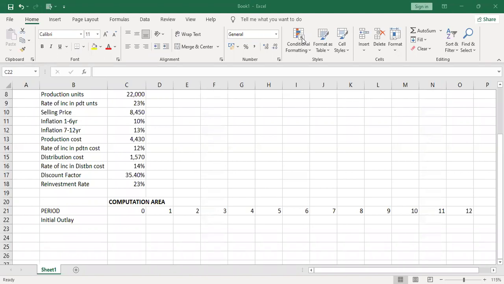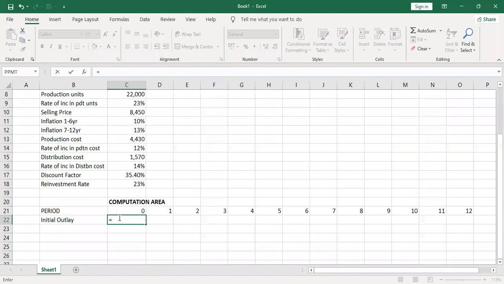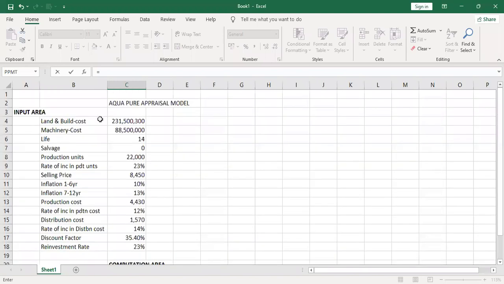Type initial outlay, press the cursor, and the period is 0, then press equals, click on land and buildings at cost plus machinery cost.